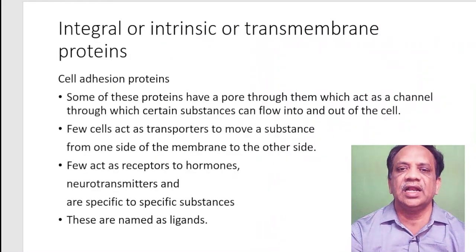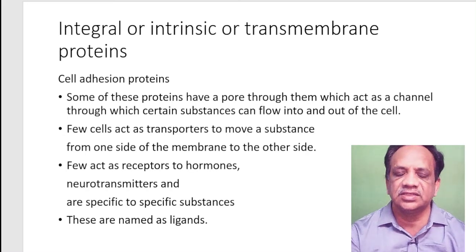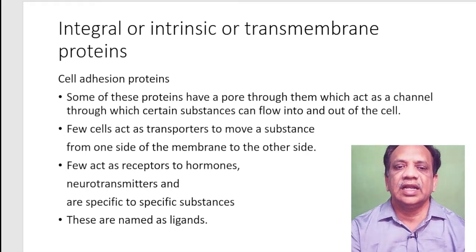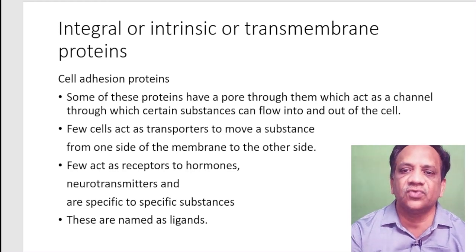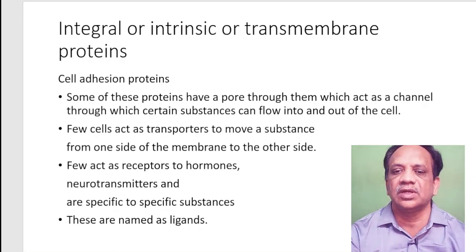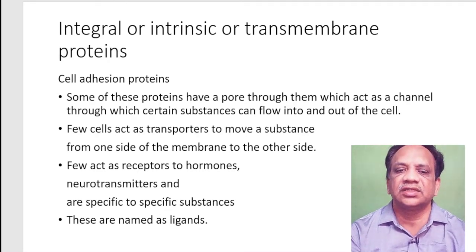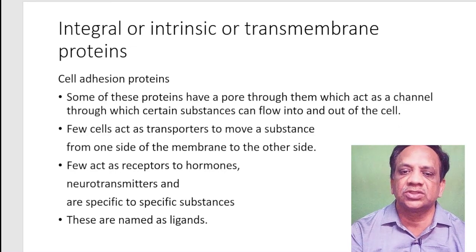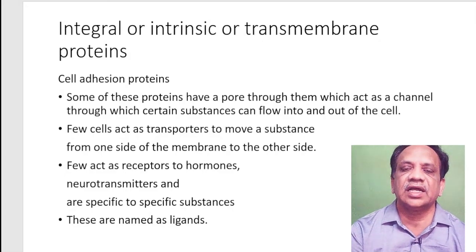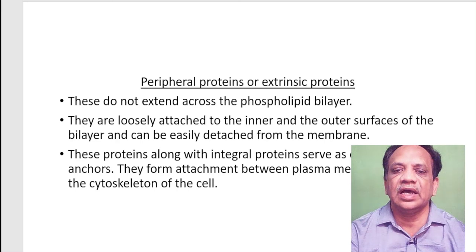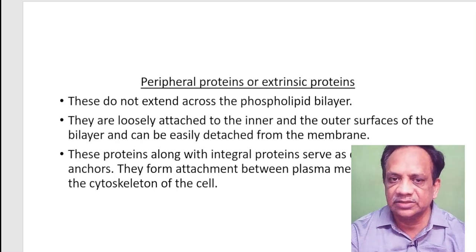If we see the integral or intrinsic transmembrane proteins, some are cell adhesion proteins, and some of these proteins have a pore through them which acts as a channel through which certain substances can flow into and out of the cell. Few act as transporters to move a substance from one side of the membrane to the other side. Few act as receptors for hormones and neurotransmitters, and are specific to specific substances, which are named ligands.